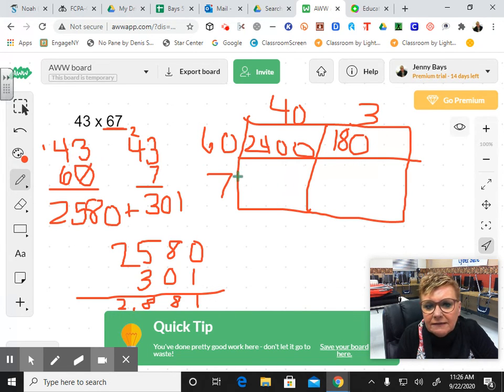This rectangle here is 7 by 40, so 7 times 4 is 28, and I've only got one of those magic zeros. And then this last rectangle will be 7 by 3. 7 times 3 is 21. Now when I add all those numbers together, 2,400, 280, 180, and 21, I should get the same thing that I had right here.